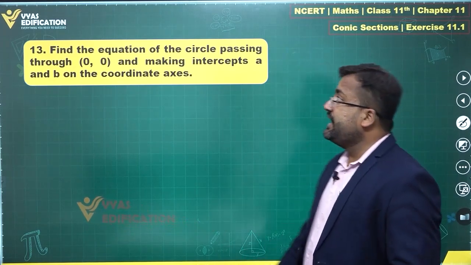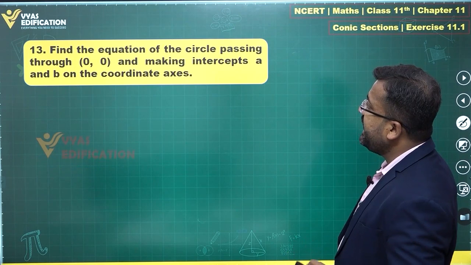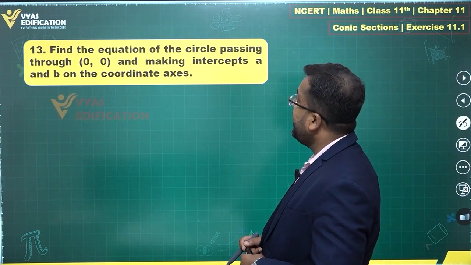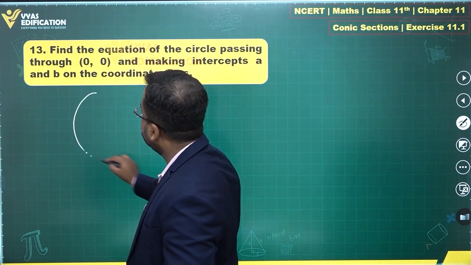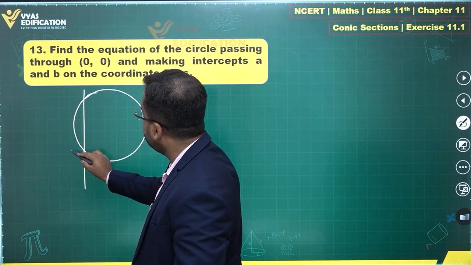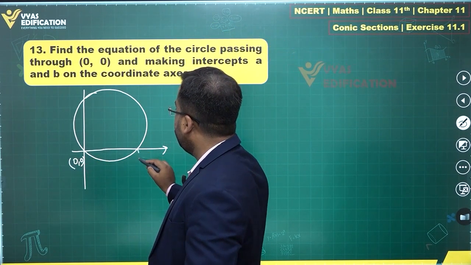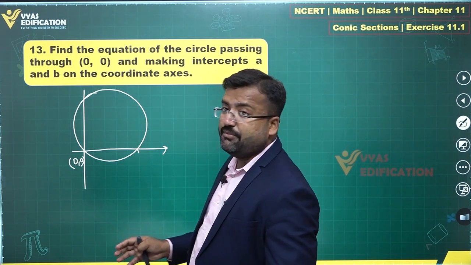The 13th question says, find the equation of the circle passing through (0, 0) and making intercepts a and b on the coordinate axes. Now what does that tell me? The circle passes through the point (0, 0), the origin, and makes an intercept a on the x-axis and b on the y-axis.